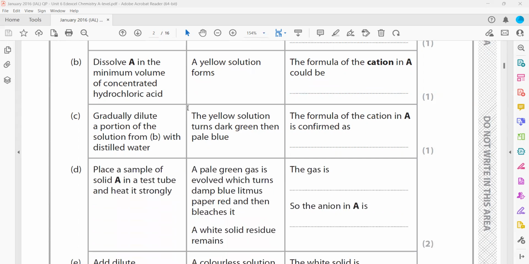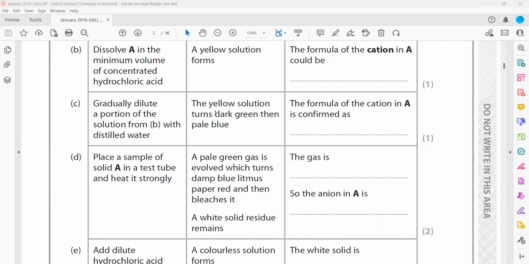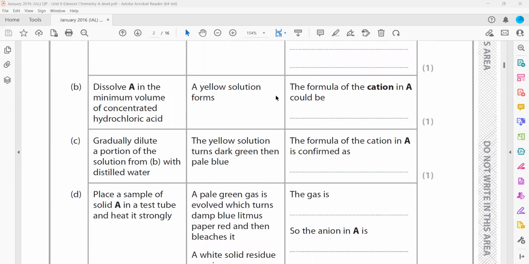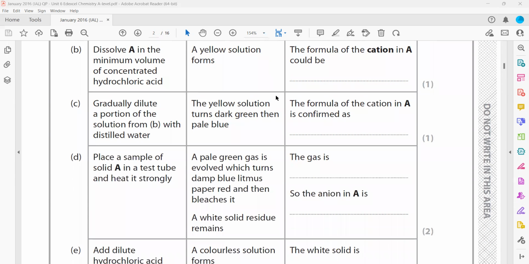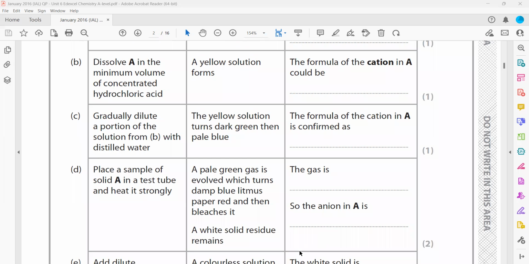Then gradually dilute a portion of the B solution with distilled water. A yellow solution turns dark green, then pale blue. What is the formula of the cation confirmed? What might be the cation? The yellow solution turned dark green and then turned pale blue.